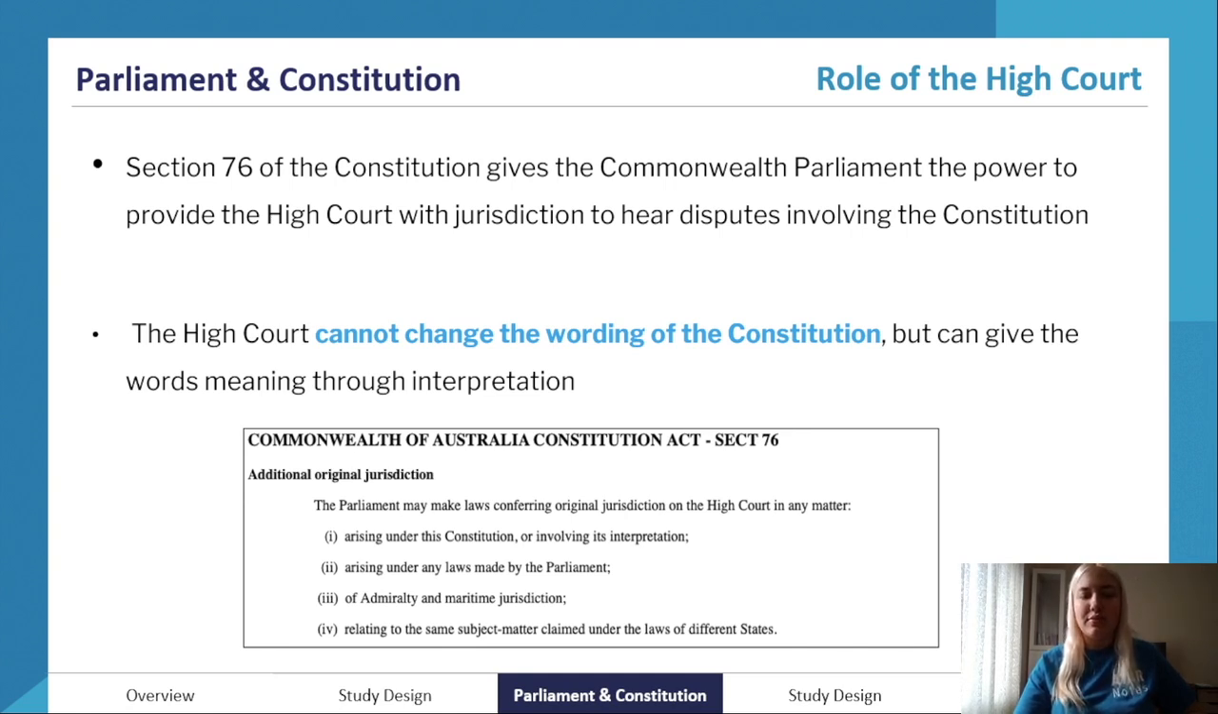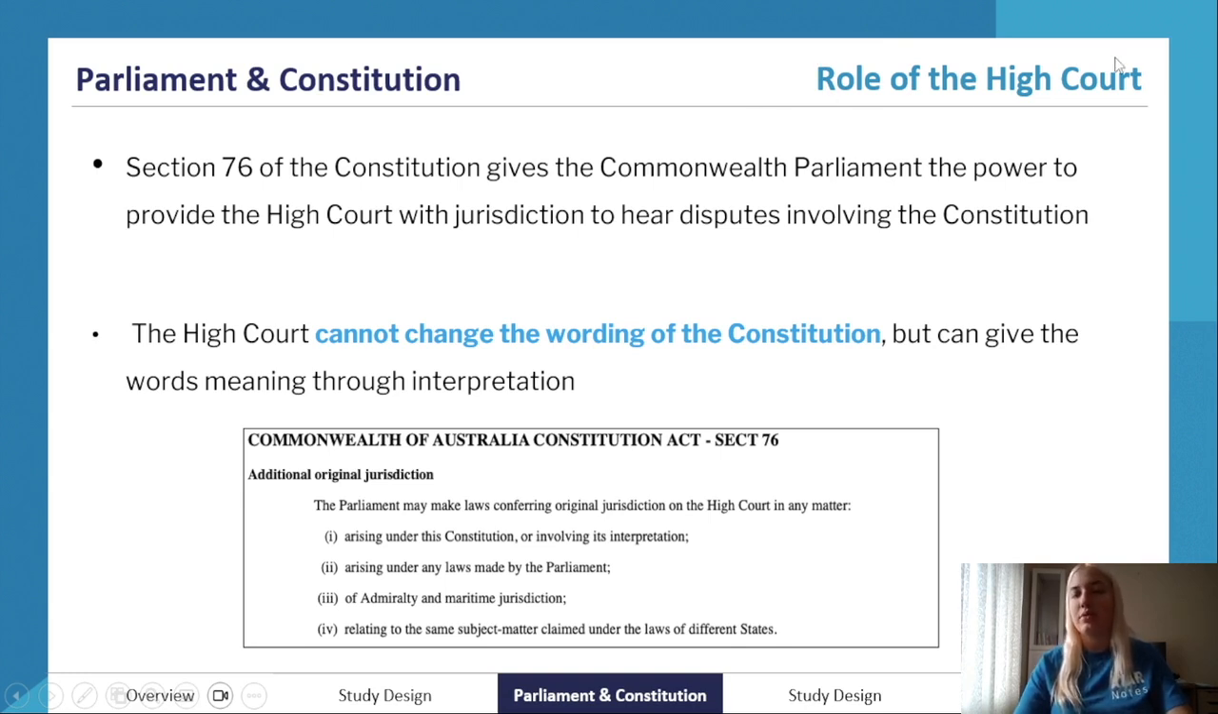Additional original jurisdiction for the Commonwealth. The Parliament may make laws conferring original jurisdiction on the High Court in any matter arising under this Constitution or involving its interpretation. This means that the High Court isn't like every other court that has that role in statutory interpretation, where we just interpret acts or statutes, so statutory law, to decide what was meant by that legislation to help decide disputes.